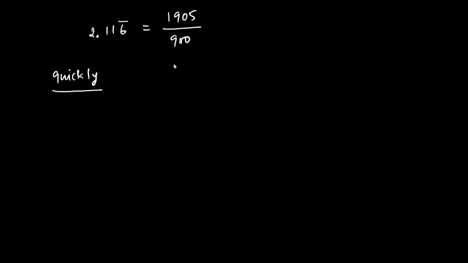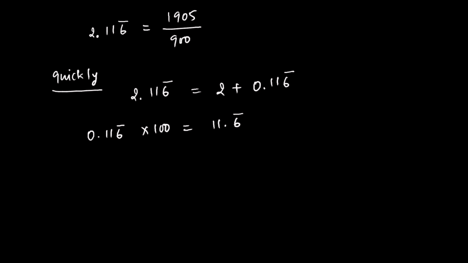This is our answer. We can also cancel out common terms, but this is also okay. Let's see how we can solve it quickly. So we have 2.116 repeating. We can write it as 2 plus 0.116 repeating. Let's first convert 0.116 repeating into a fraction. So we have 0.116. We can multiply it by 100 and shift the decimal 2 places right. So we have 11.6 repeating. Now let's divide both sides by 100. So 0.116 repeating will be 1 over 100 multiplied by 11.6 repeating.